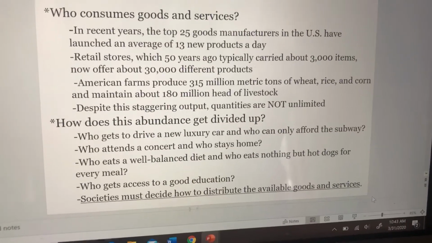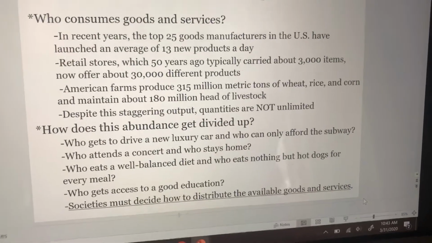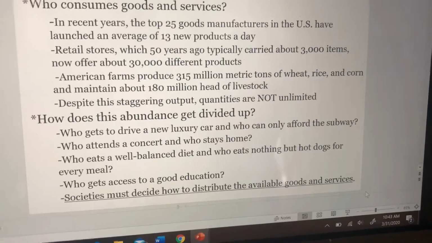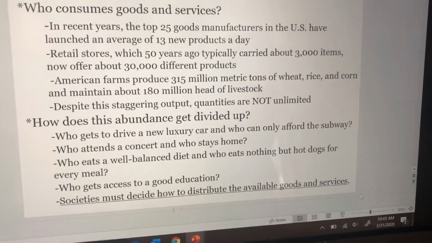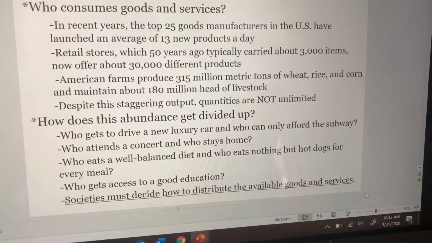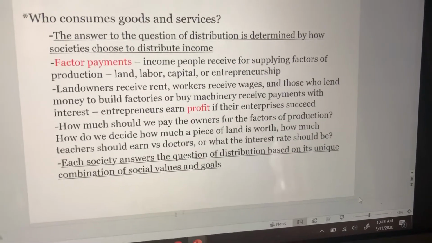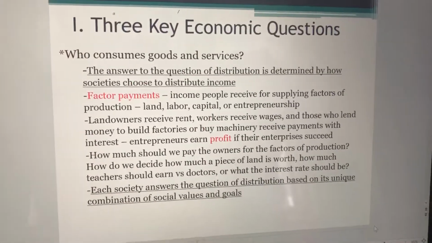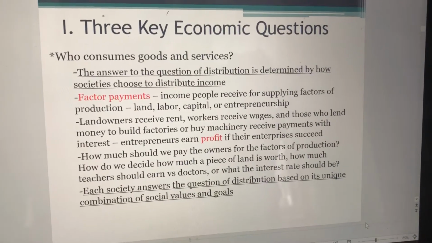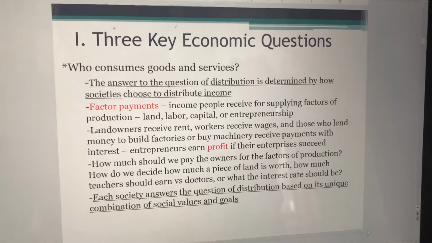So how does that all get divided up? Who gets to drive a luxury car? Who can only afford the subway? Who gets access to private education? Who eats a well-balanced diet and who eats nothing but hot dogs, right? These might sound trivial, but societies have to decide how to distribute the available goods and services. A lot of those questions I just posed, like how you go to private school versus public school? Well, your parents pay tuition, because they have the income to do so.